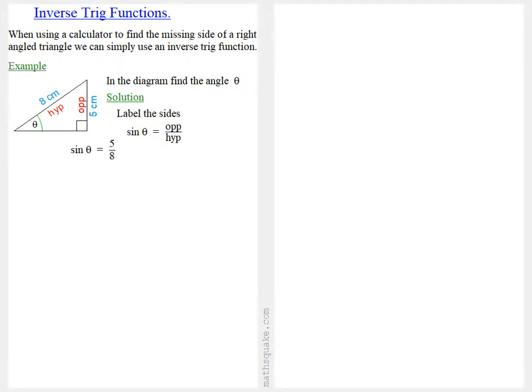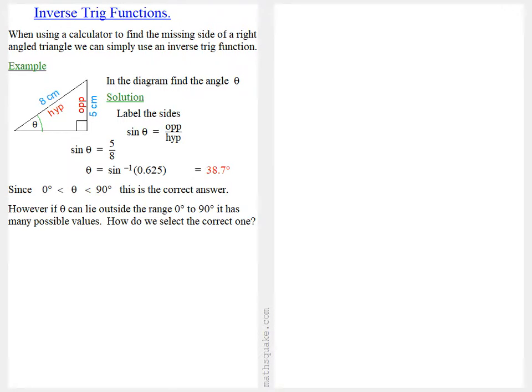So we can take the inverse sine of 5/8, which is the inverse sine of 0.625, and that tells us theta is 38.7 degrees. Now, since theta lies between 0 and 90 degrees, it's one of the angles of the triangle, this is the correct answer.